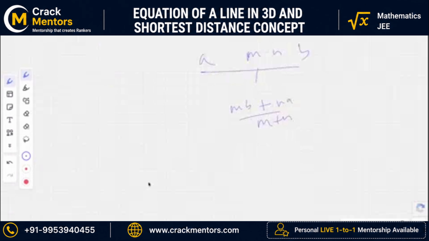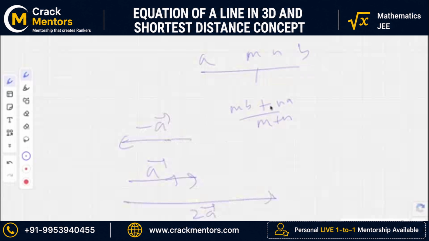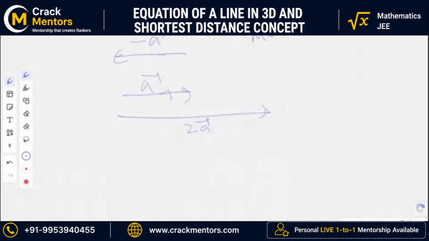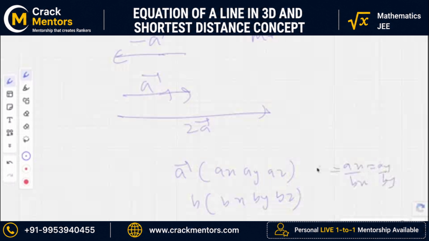Okay, then let's say A vector is here, so minus A vector would be here, right? 2A vector would be the double length of this. It does not look like double, but this is double. Let's say you have a vector which has components ax, ay, az, and this one has bx, by, bz. How to say if they are parallel? So ax by bx should be ay by by, that should be az by bz.